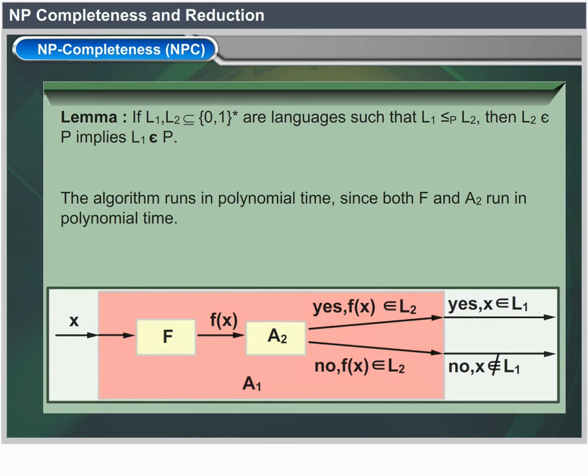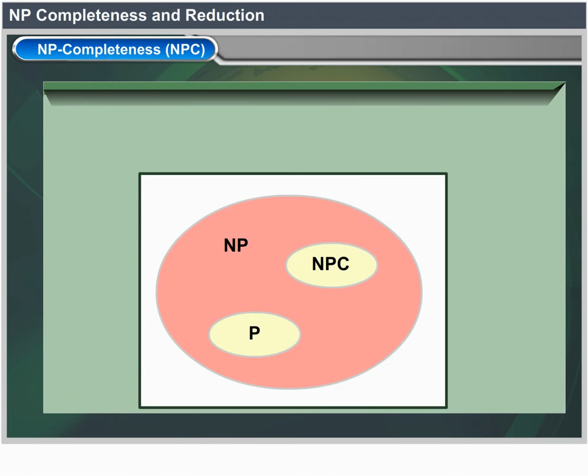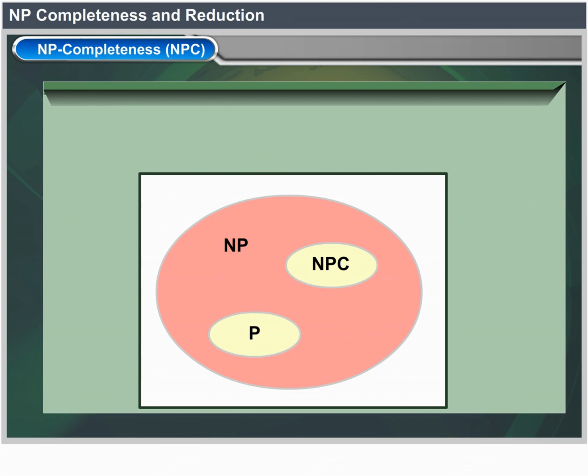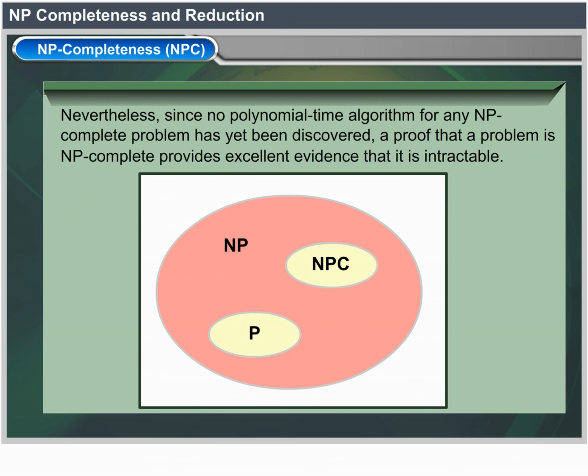This figure shows relationships among P, NP, and NPC. But for all we know, someone may yet come up with a polynomial time algorithm for an NP-complete problem, thus proving that P equals NP. Nevertheless, since no polynomial time algorithm for any NP-complete problem has yet been discovered, a proof that a problem is NP-complete provides excellent evidence that it is intractable.